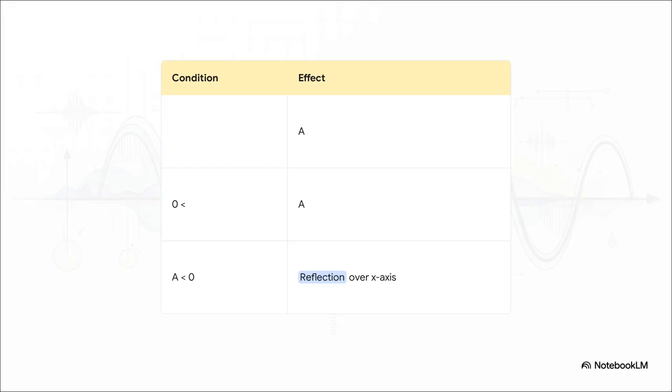So let's just quickly recap our 3 big rules. If the absolute value of a is greater than 1, you get a vertical stretch. If it's between 0 and 1, you get a compression. And if a itself is negative, you get a reflection. That's it. Those are the 3 fundamental transformations you can do with amplitude.